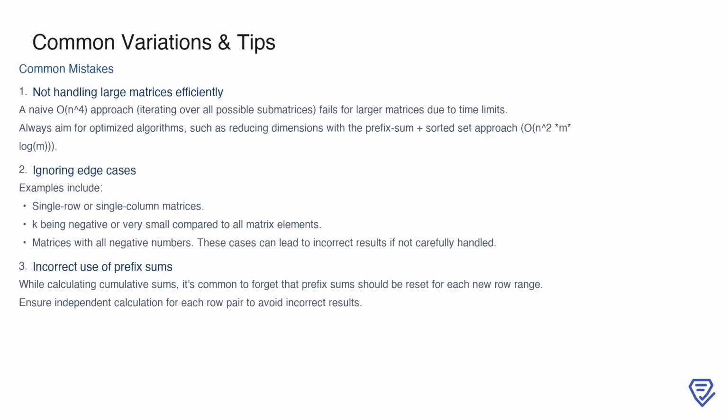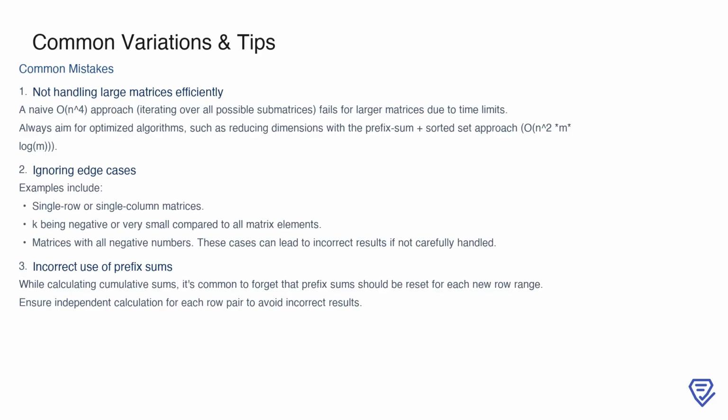When tackling this problem, one common mistake is using a naive O(n^4) approach that iterates over all possible submatrices. While this might work for smaller inputs, it quickly becomes impractical for larger matrices due to time constraints. Instead, it's important to use optimized algorithms, such as the prefix sum combined with a sorted set approach, which operates in O(n^2 * m * log m) time.